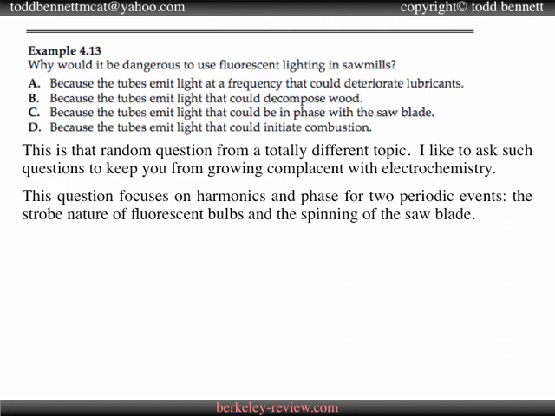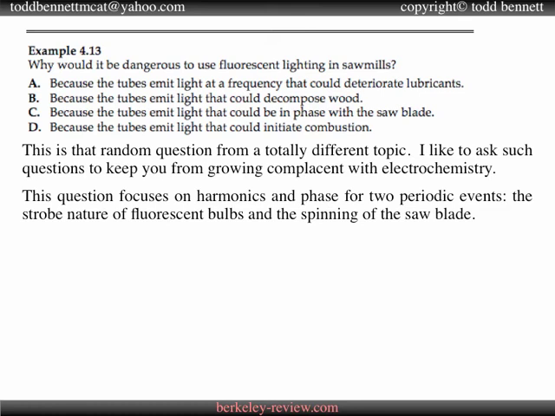So that frequency is going to have some impact on any other device that's periodic, i.e. a spinning blade. So if a sawmill has a spinning blade that is going at, let's say, 600 revolutions per minute, and the fluorescent light were also flickering at 600 flashes per minute, then they have the exact same frequency. They are so-called in phase. So every time the light would flash, the saw blade would look like it's in the exact same position.